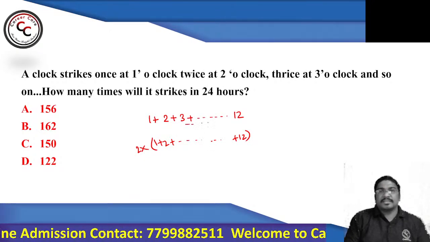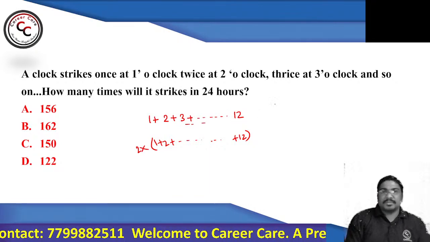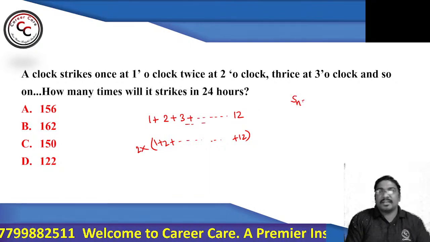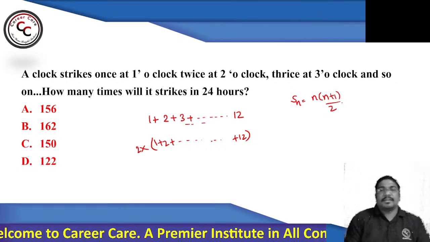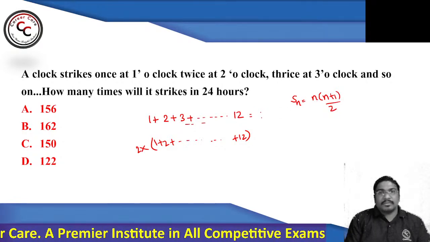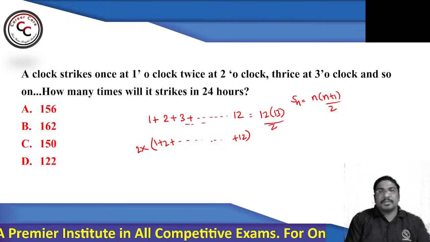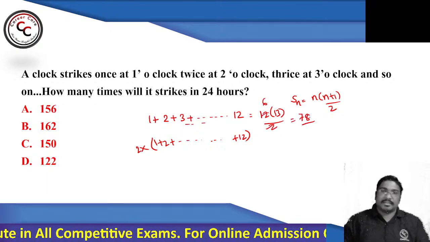So you can say this is an arithmetic progression from 1 to 12. Sum of n terms: in order to find the sum of n terms, the value is n into n plus 1 by 2. Right? So n is nothing but the last number. What is the last number? 12. So 12 into 12 plus 1, 13, by 2. So 2 sixes are 12, so 13 sixes are 78.